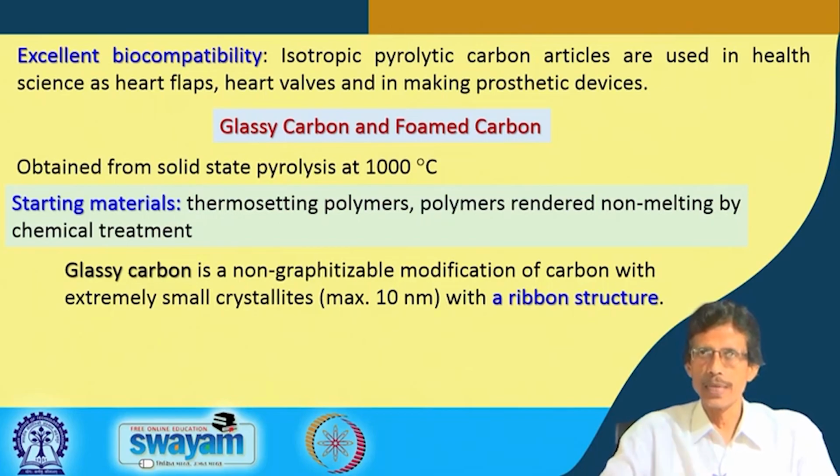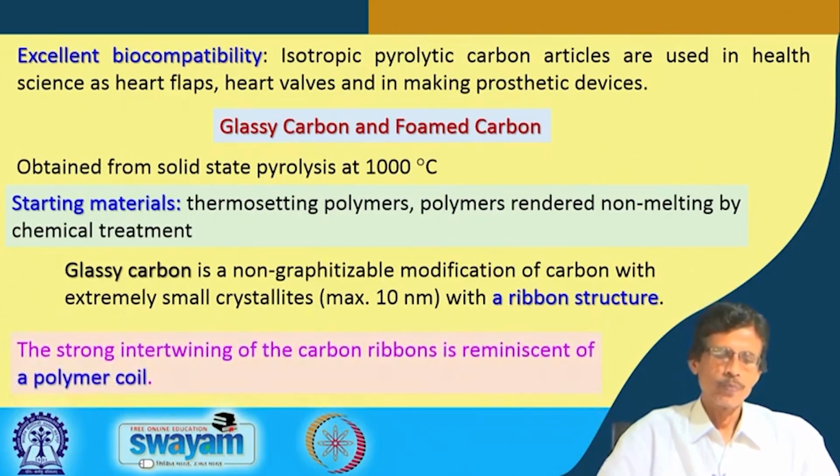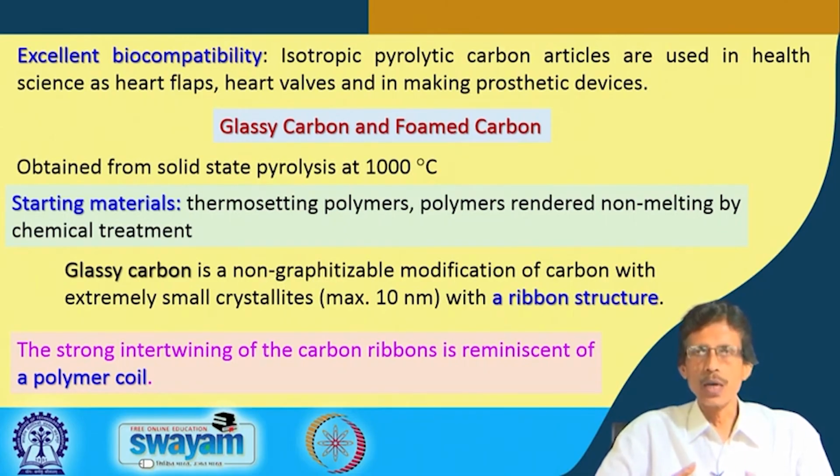As a glassy carbon, that is basically a sintered form. So, it is a sintered form of carbon with a different structure, having a ribbon structure. Since it has a different structure compared to your graphite or diamond or C60, and the crystallites have a maximum diameter of only 10 nanometer, you get a glassy carbon variety out of that. And then there is the strong intertwining of the carbon ribbons, the corresponding binding of those carbon ribbons.